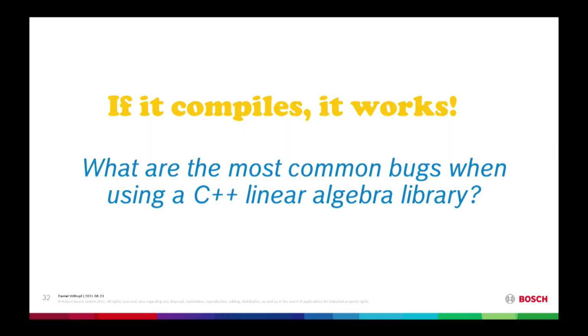So far, we've mainly applied our slogan, if it compiles, it works, to the mathematical or physical part of the problem space. But of course, we are in C++, so there are also lots of bugs that can occur when you program in C++. Not sure if anybody of you has worked with linear algebra libraries before. Do you have any idea what the most common bugs are when you work with linear algebra libraries? Any ideas?